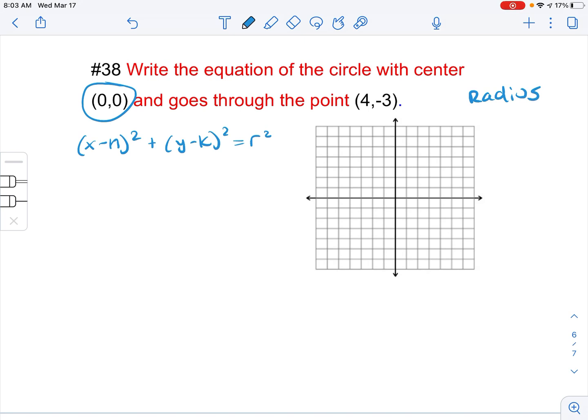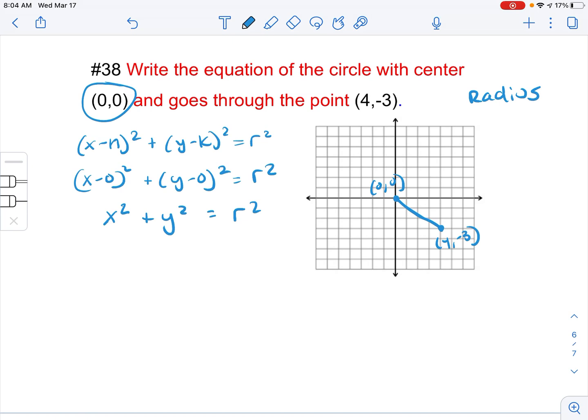So first I'm going to plug in my center because it makes the equation a little bit simpler, right? So it's (x - 0)² + (y - 0)² = r². Now we know from earlier that anything with zeros we can drop. So we get x² + y² = r². Okay, so now the question is, how do we find the radius based off of this second point? Well, if I were to graph it, 1, 2, 3, 4, 1, 2, 3. Basically, we are trying to find the distance between this (0, 0) and this (4, -3).